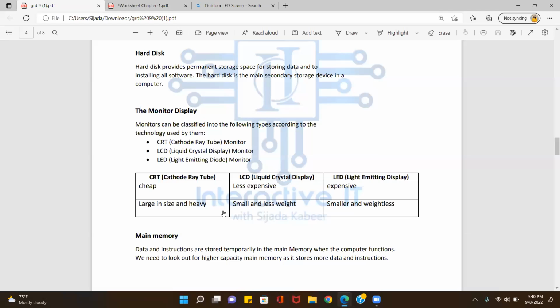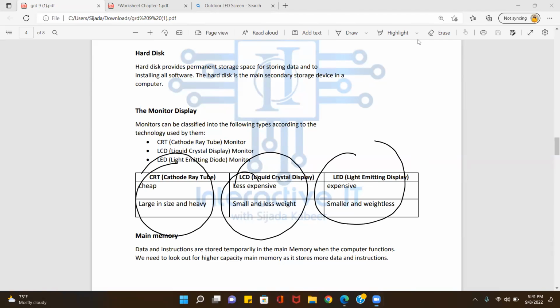So what is the difference between CRT, LCD, and LED? CRT is cheap, consumes more electricity, and is large and heavy. LCD is a little expensive, consumes less electricity, and is small and lighter in weight. LED is expensive, but consumes even less electricity and is weightless. Now, when you are going to buy a computer, are you going to buy one with a CRT monitor, LCD monitor, or LED monitor?